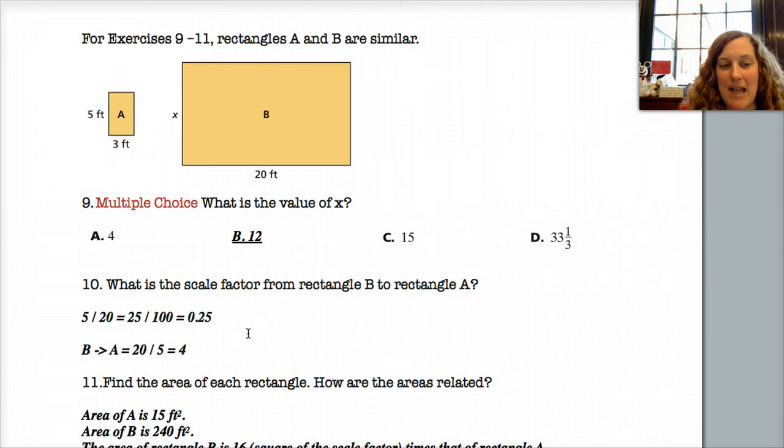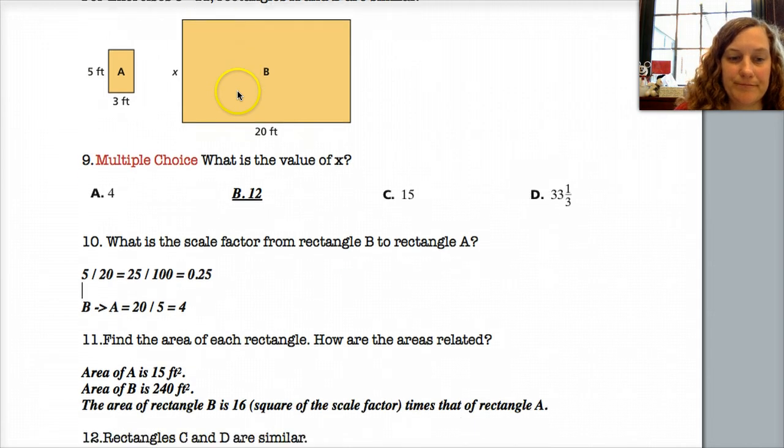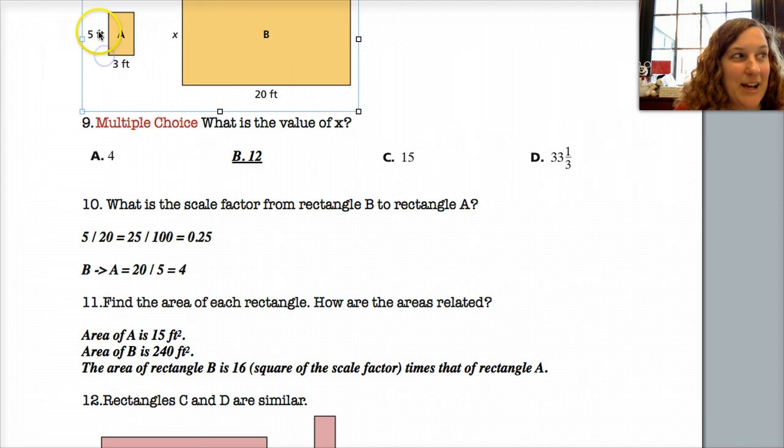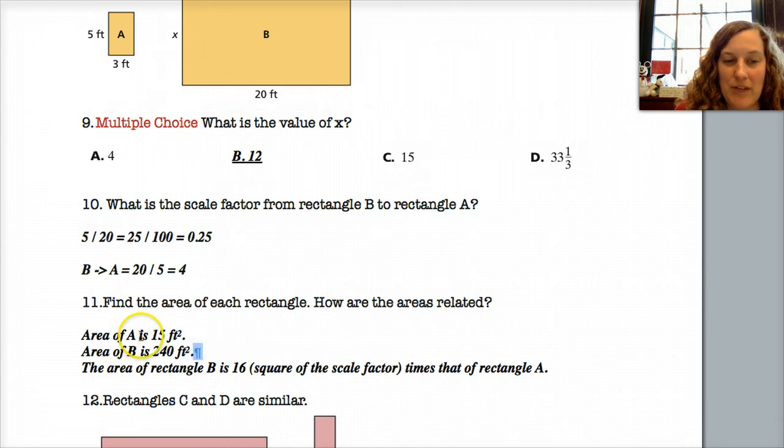And we just answered 10, that our scale factor is 4, that the larger rectangle is 4 times the smaller rectangle. Find the area. The original area is 3 times 5 is 15. We now know that this is 12, so our new area is 12 times 20, or 240 feet. So we've gone from an area of 15 feet to an area of 240 feet. So that's 16 times the area. The larger rectangle is 16 times the smaller rectangle, which makes sense because our scale factor is 4 and the area is 4 times 4 bigger, 4 squared bigger, so that makes sense.